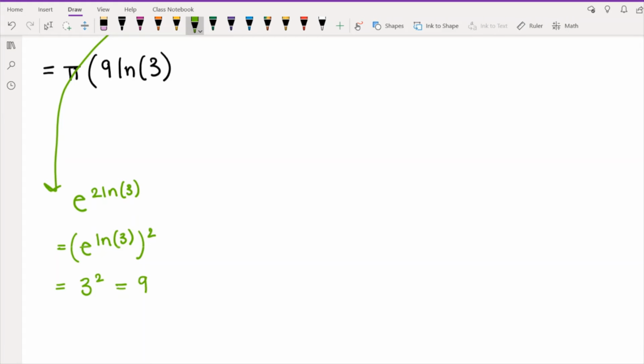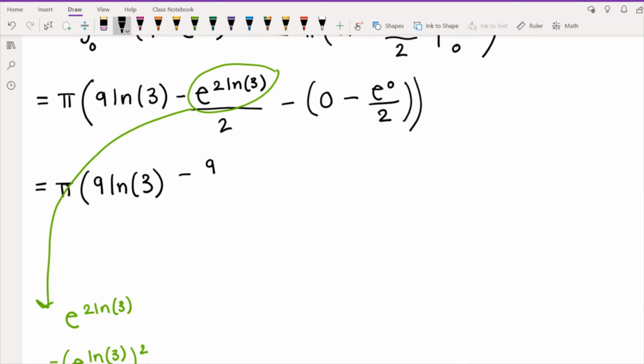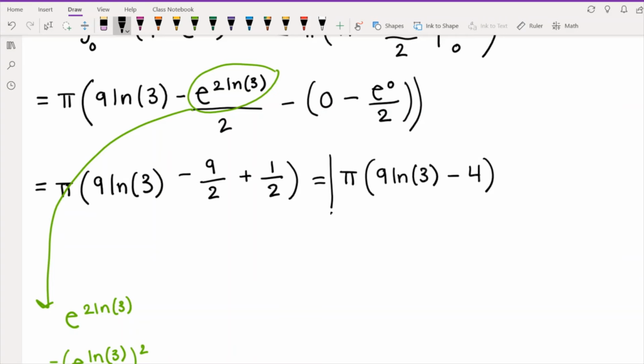And so we have 9. So that actually simplifies quite a bit. So we're left with 9 times ln of 3 minus 9 over 2. And then this becomes plus e to the 0 over 2, which is 1/2. So we're almost done. Our final answer is going to be pi times 9 ln of 3 minus, so negative 9 halves plus 1/2 is going to be negative 8 halves, which is 4. And so this is our final answer.